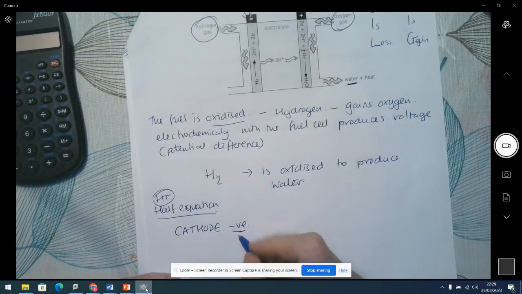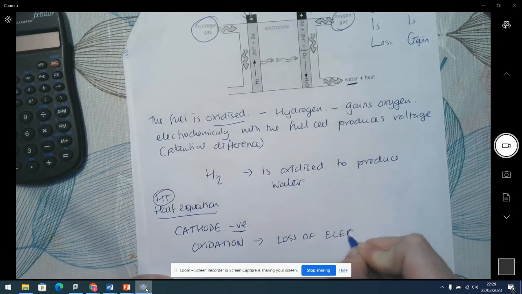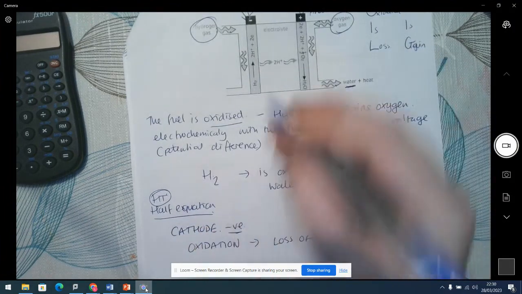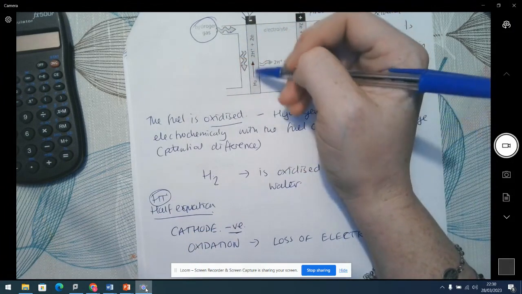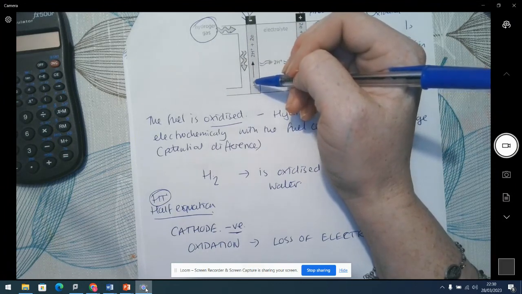And at the cathode, we would generally have oxidation taking place. And oxidation is the loss of electrons. Okay, because that's what OIL RIG stands for. Oxidation is loss. So I know my hydrogen gas is being pumped in here, and as a result of that, we then have an oxidation reaction taking place.